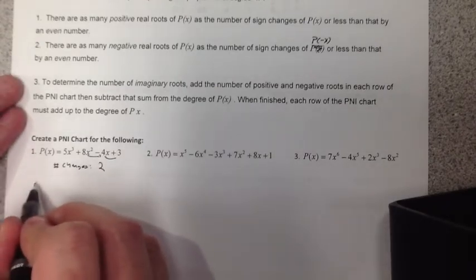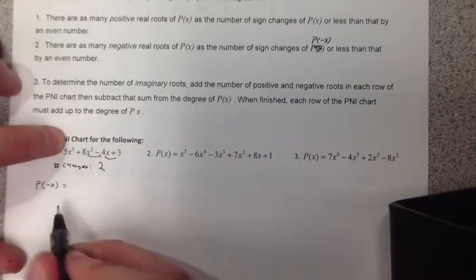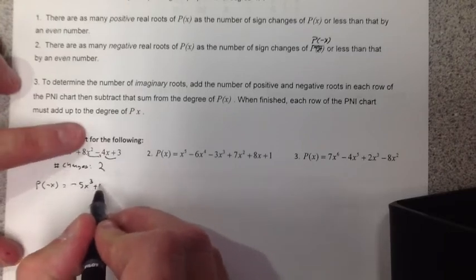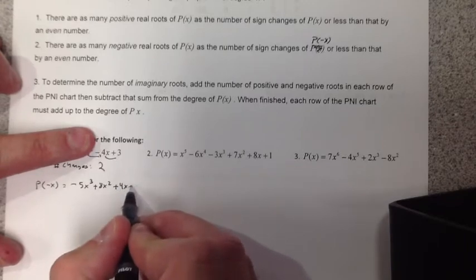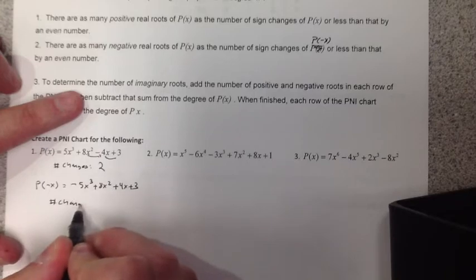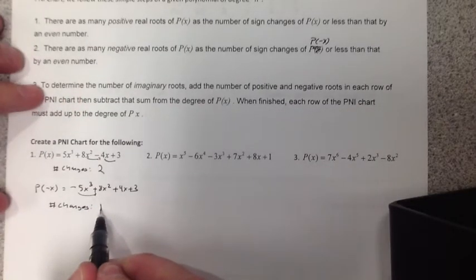And then what we're going to do is find p of negative x. Now that's very easy. If you plug in a negative, the odds change signs. Negative 5x cubed, the evens stay the same. 8x squared plus 4x plus 3. And again, I count the number of sign changes. And in this case, there's only 1.